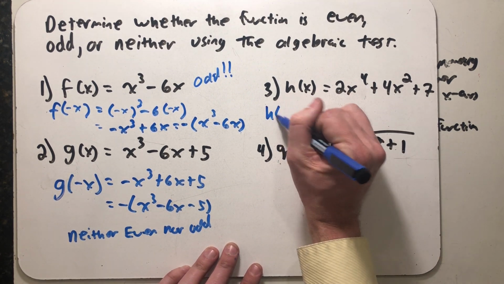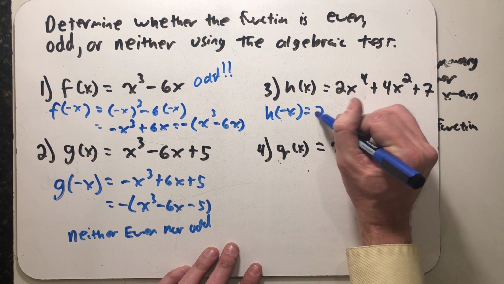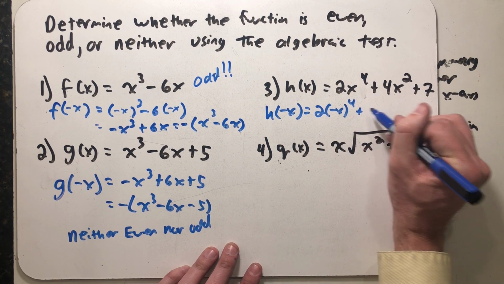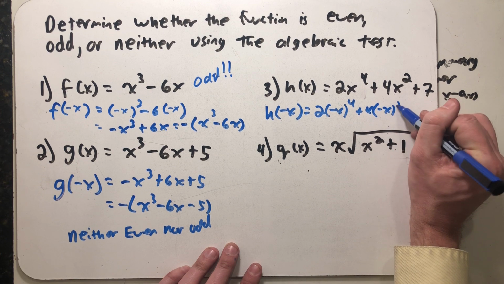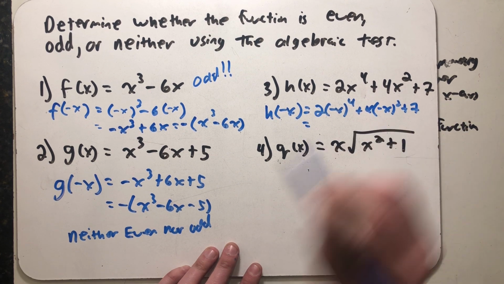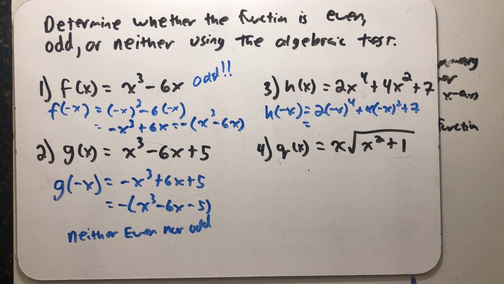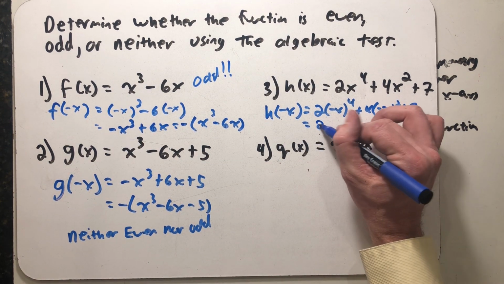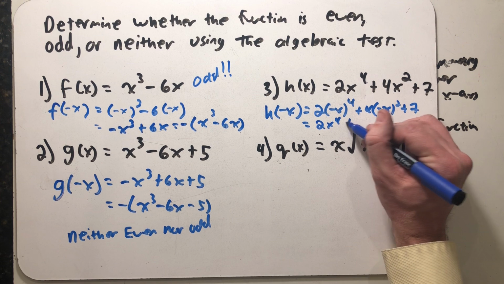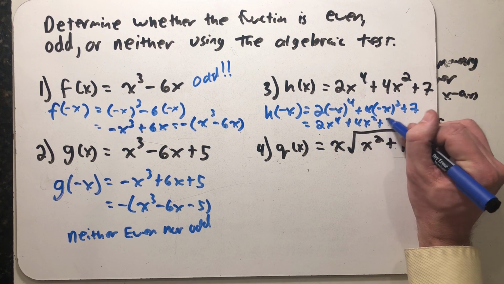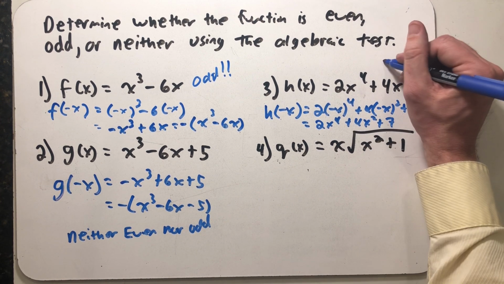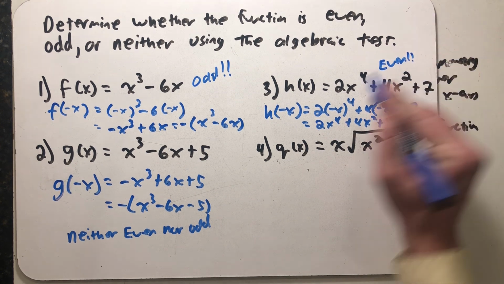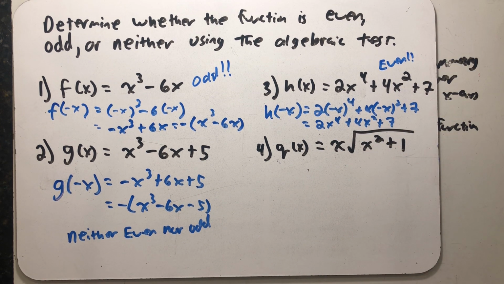Over here for number 3, let's replace x with minus x. If I raise a negative to an even power, well, I'd have a minus x times a minus x times a minus x times a minus x. Everything's going to work out to be positive. So I have 2x to the 4th plus 4x squared plus 7, and that is an even function. That's exactly the same equation that it started with. Nothing changed at all.